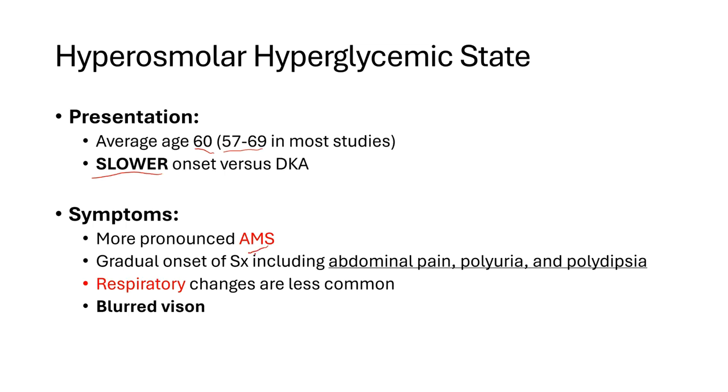We typically see an altered mental status and blurred vision due to the increased glucose concentration. We'll typically have a gradual onset of symptoms, including abdominal pain, polyuria, polydipsia. I do want to emphasize, if you remember what I said before, abdominal pain in DKA is due to the metabolic acidosis. We do not get that in hyperosmolar hyperglycemic state. So how do we get abdominal pain symptoms?